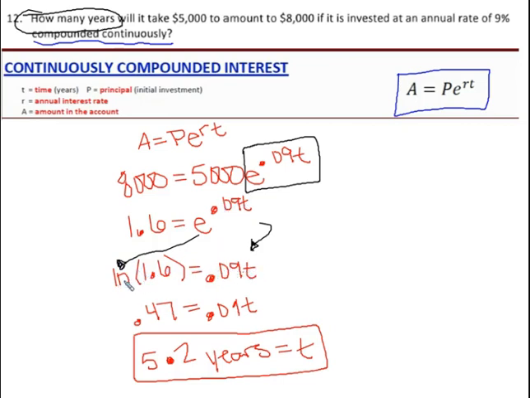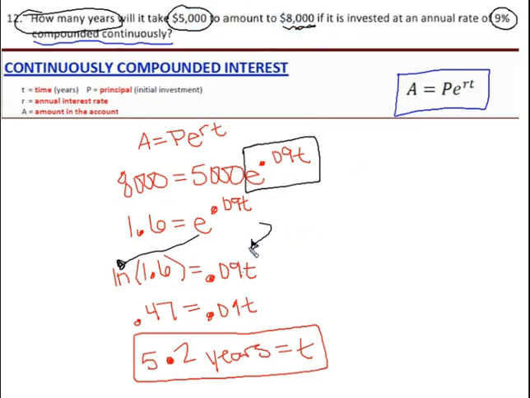From here, we can calculate the natural log using our calculator. It would give us about 0.47. And when we divide the 0.09 over to get a value of t, we're going to have to wait about 5.2 years. So when you put this much money into a bank account that's earning 9% interest, you can expect a little bit more than 5 years in order to raise your bank account from $5,000 to $8,000.